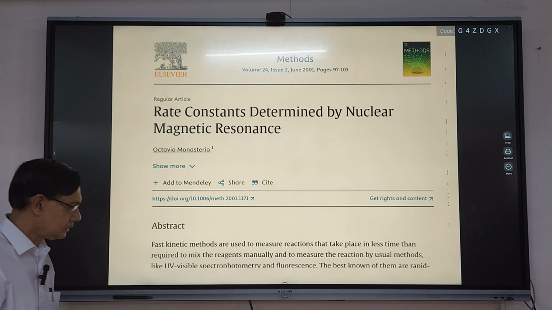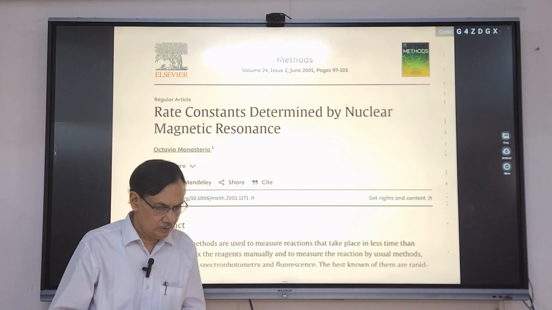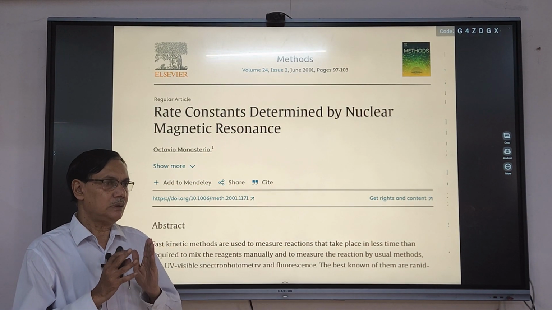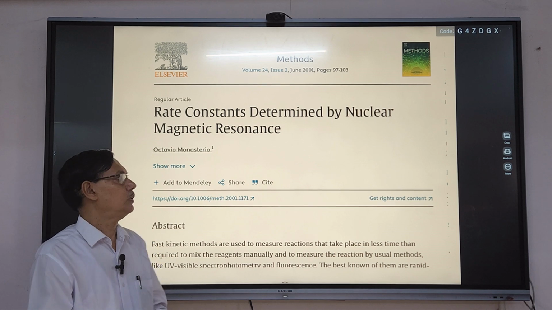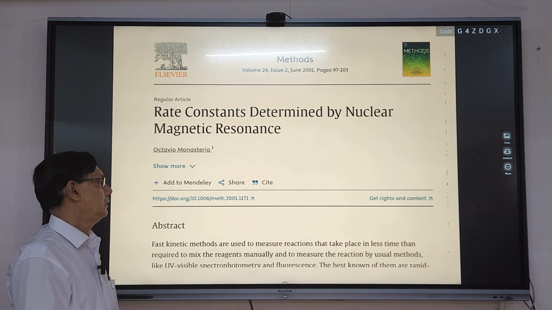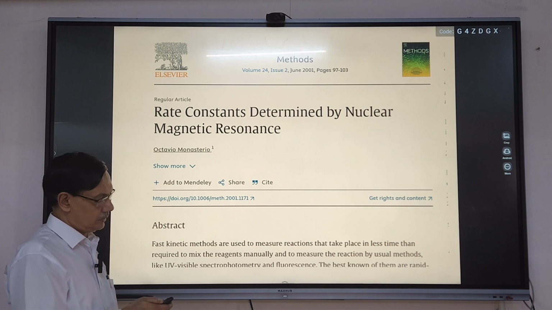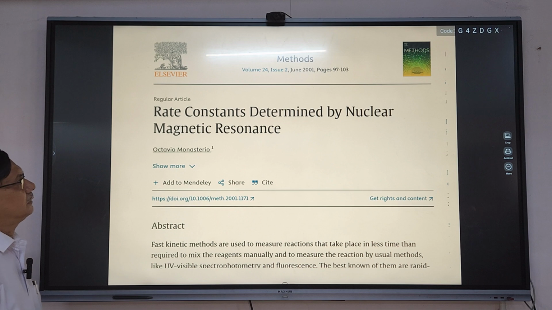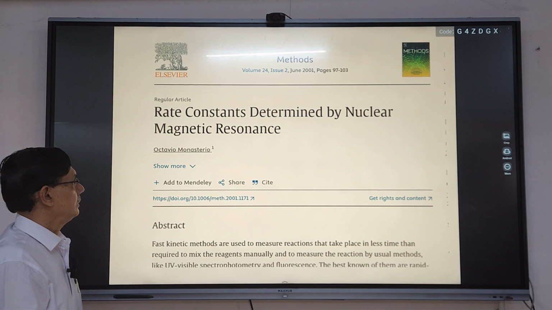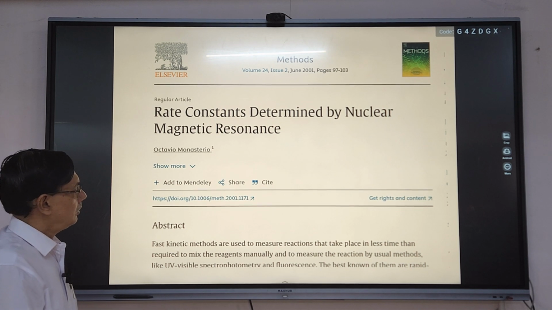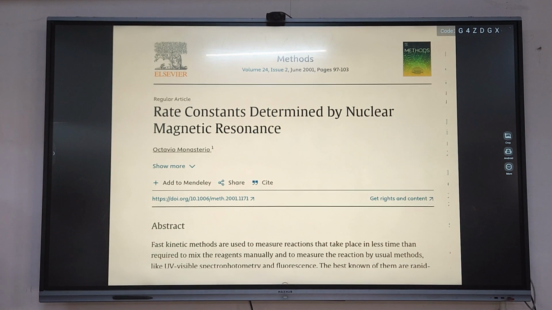Why I am showing all such type of research paper? Because it is a research oriented topic, so you must refer some of the good research papers in order to learn the complete information of that, how the NMR method is useful for studying the fast reaction with the help of chemical shift or spin coupling and other things.